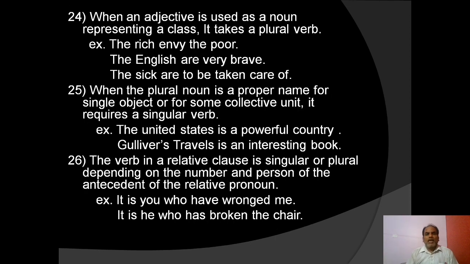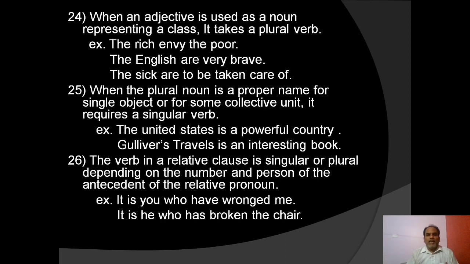And when an adjective is used as a noun representing a class, it takes a plural verb. The rich and the poor. The rich here, the rich class, rich people, is always plural. So the verb here is plural. The English are brave people. The English here means the English people. English, an adjective, is used as a noun and represents the whole class. The English are very brave. The sick are to be taken care of.